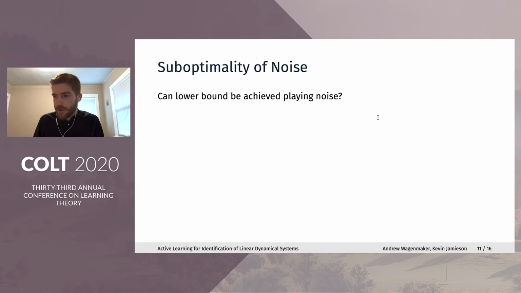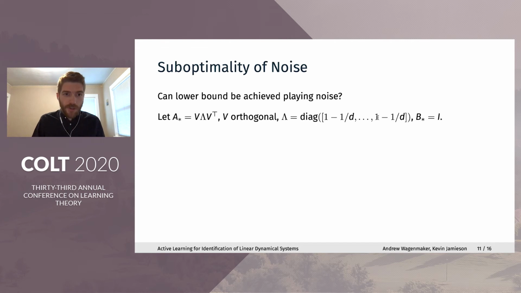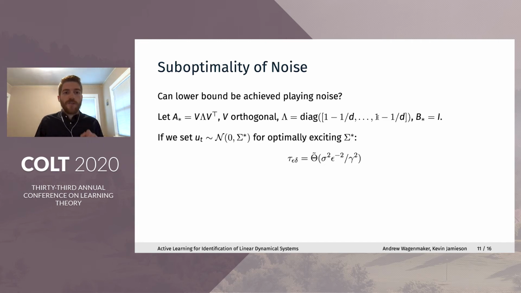But you might ask, even before we start talking about algorithms, could you just achieve this lower bound by playing noise? Do you actually need to do anything more sophisticated than just exciting the system via some sort of Gaussian noise? And so the answer is actually yes, you do. Here's a simple example. Let A star equal V lambda V transpose, where V is some orthogonal matrix. Lambda is a diagonal matrix with elements 1 minus 1 over d. And then we'll just assume B star is identity. In this case, if you set the input to be normally distributed with the optimally exciting covariance, then you can find that the tau epsilon delta is of order sigma squared epsilon to the negative 2 over gamma squared.